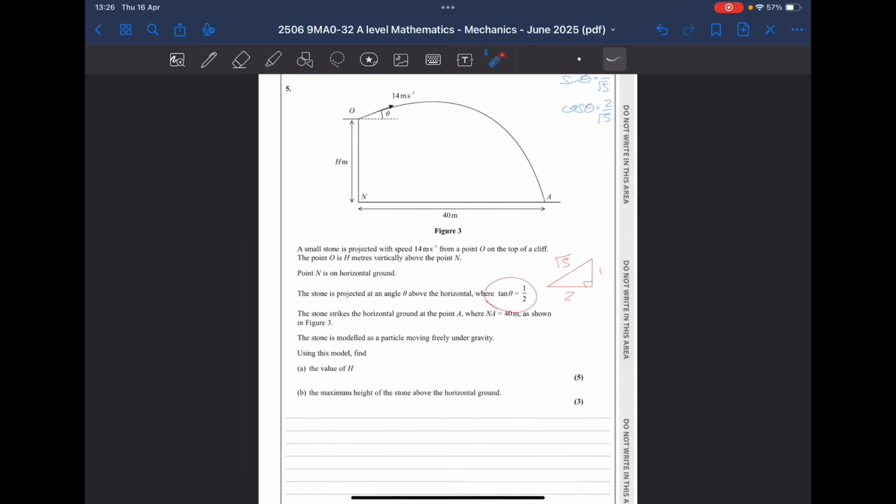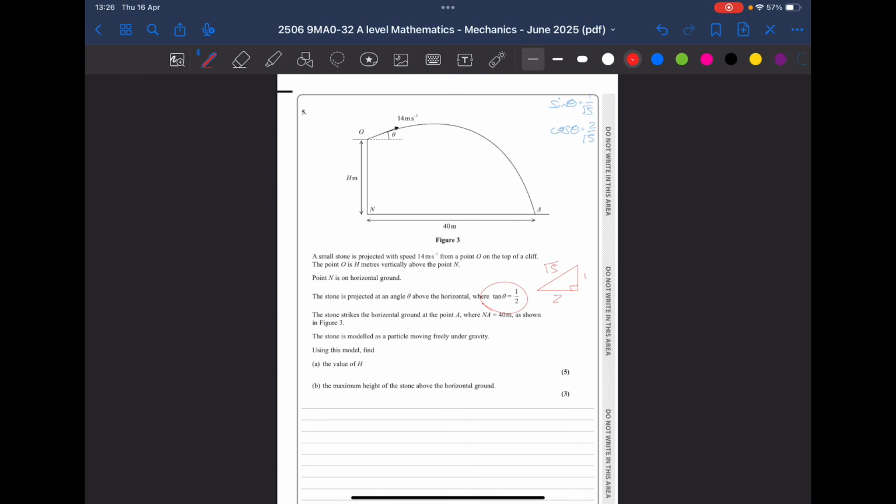So for suvat stuff, all we can do is do suvat. What I'm going to start with is horizontal, mainly because there's no acceleration. So the suvat is actually just speed, distance, time. So S, U, and T. What can we figure out? We're going to go 40 meters. Our speed is 14 cos theta. So 14 times 2 over root 5.